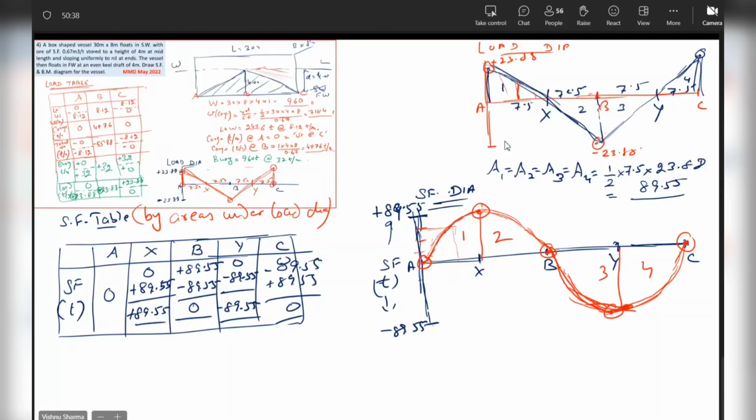Sir, this one, the load diagram we took, we joined it with a straight line and curved this. So how did you get the SF? How did you make the SF table? From the load diagram. By areas under load diagram, correct? So are the areas under the load diagram changing at uniform rate? No sir, the SF is not the issue. SF is fine. Why did we not curve it in the load diagram, sir? You explained that. I explained that.